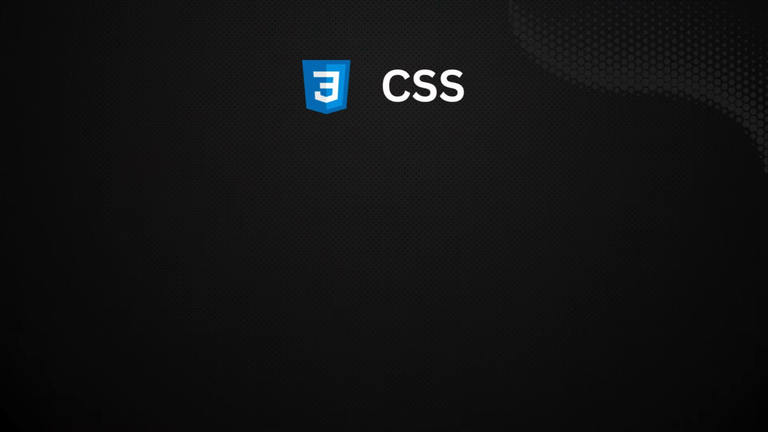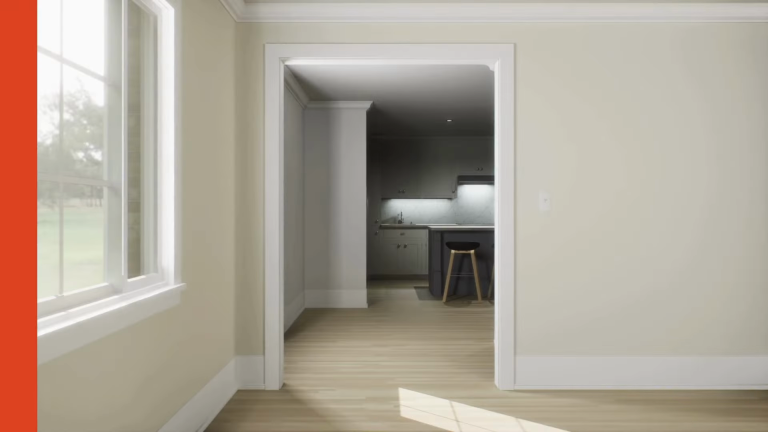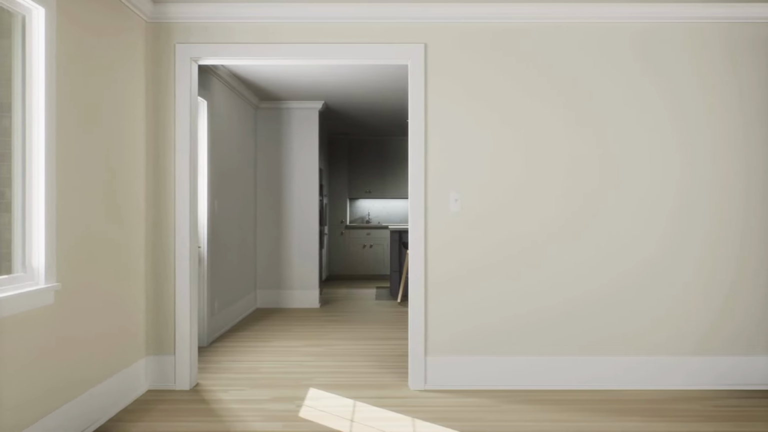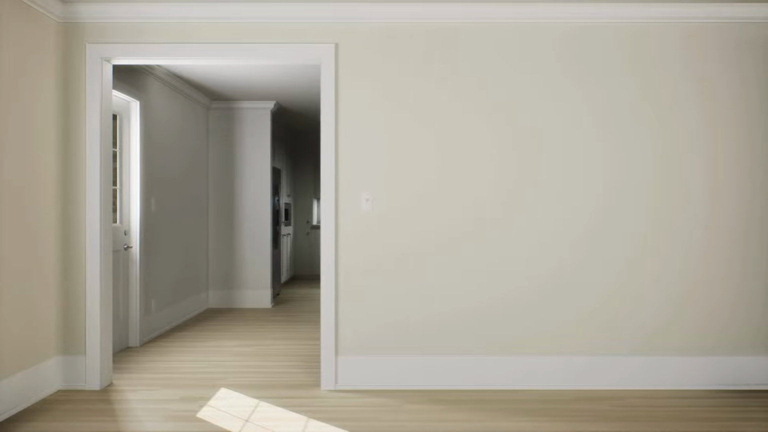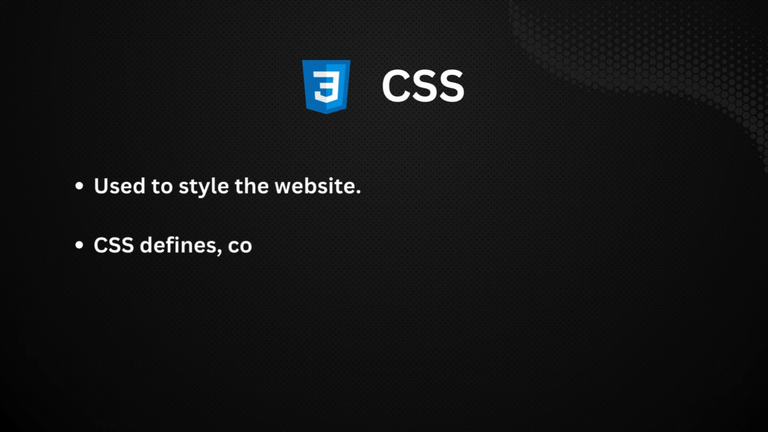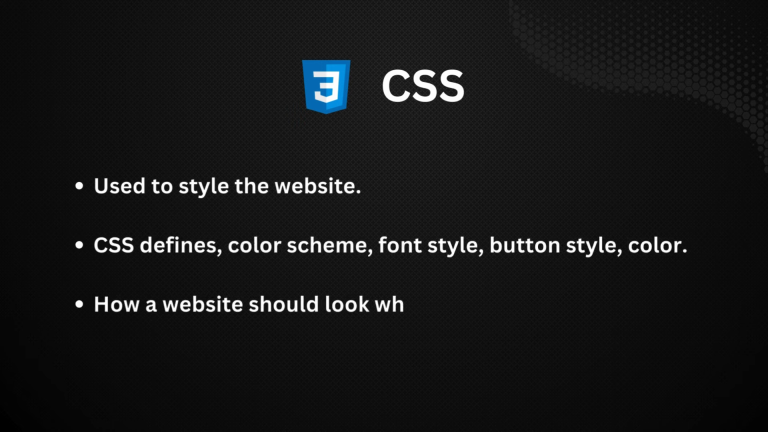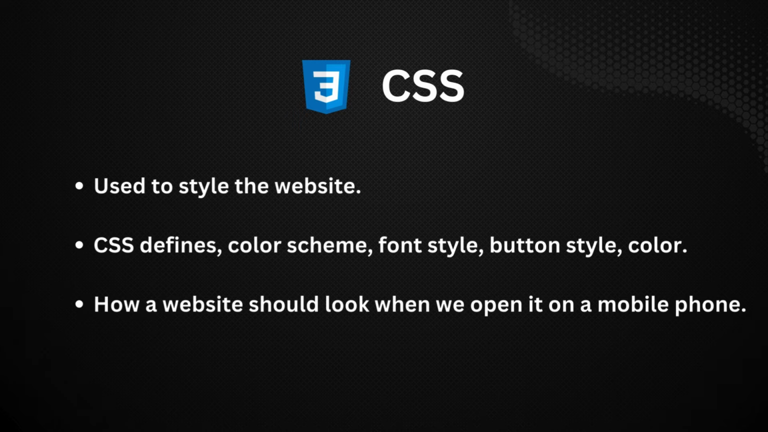Then comes CSS, which is cascading style sheets. Suppose we have the basic structure ready for the house, then we decide what paint color are we using on the walls, the color and the style of switchboards, windows, doors. So in a website, all this styling is done using CSS. CSS defines the color scheme, font style, button style, how a website should look when we open it on a mobile phone. All this is decided by CSS.